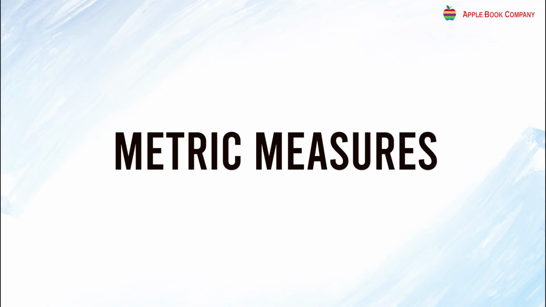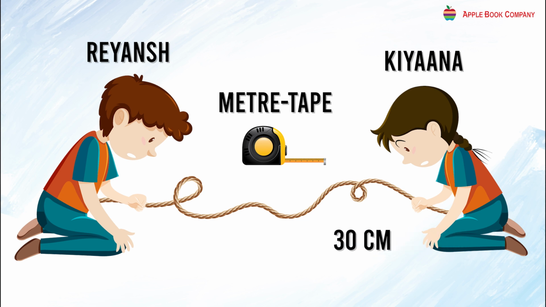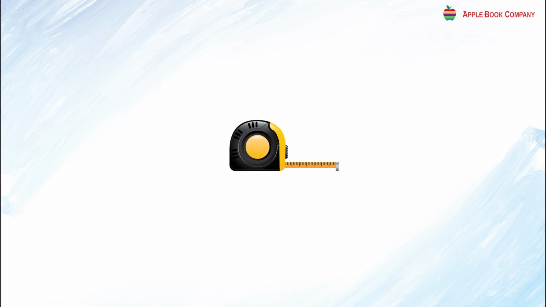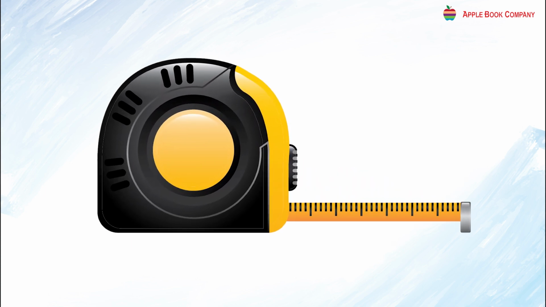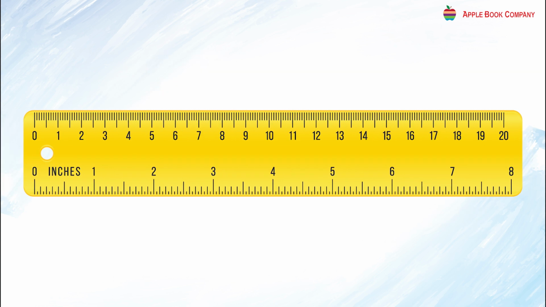Metric measures. Kiana's mother gave Kiana and Rayansh a meter tape and asked them to measure the length of a rope. Kiana found that the length was 30 cm and Rayansh also found the length of the rope to be 30 cm long. The small divisions shown on the meter tape are centimeters and written as cm in short. Your ruler also shows measurements in centimeters.